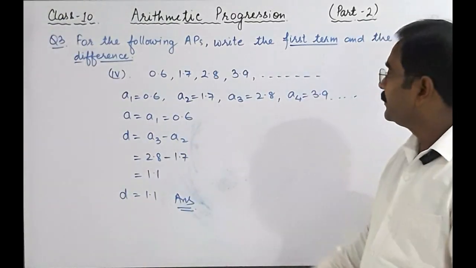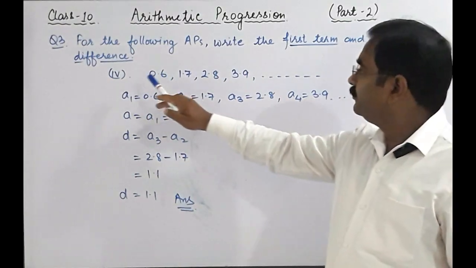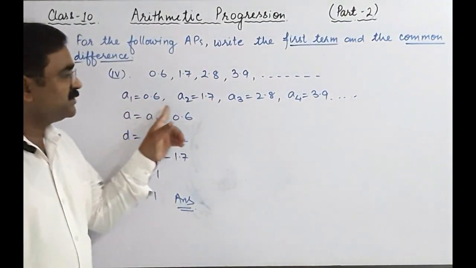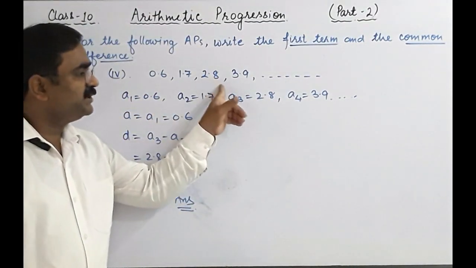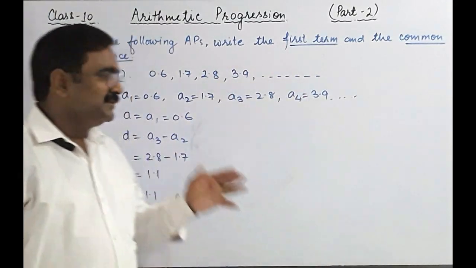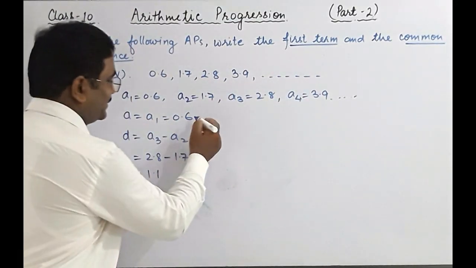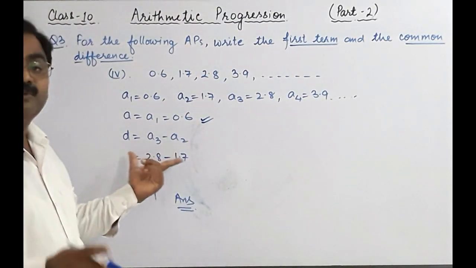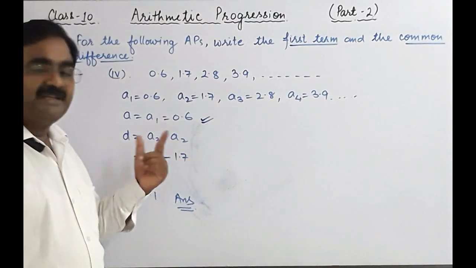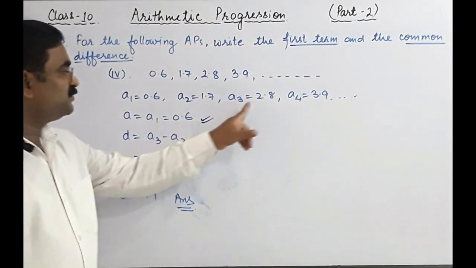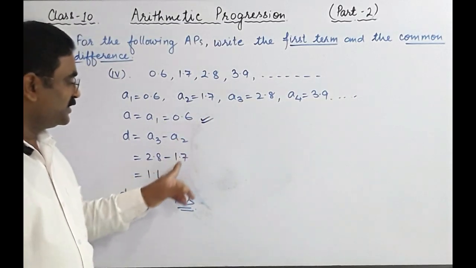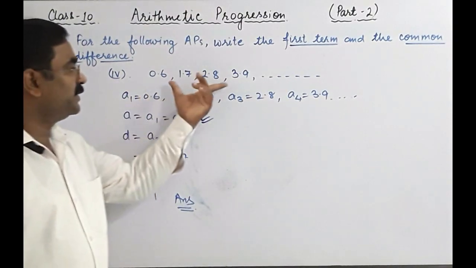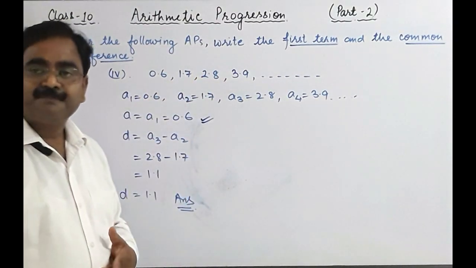Hey, students, in the fourth part of this question, the first term is given 0.6, the second term is 1.7, the third term is 2.8 and the fourth term is 3.9. So the first term we already have, it is seen in the series. Now let us find the common difference, and the formula here we have taken is a3 minus a2. a3 is 2.8, a2 is 1.7. When we subtract this, we will get 1.1, which is the common difference of this arithmetic progression. Right?